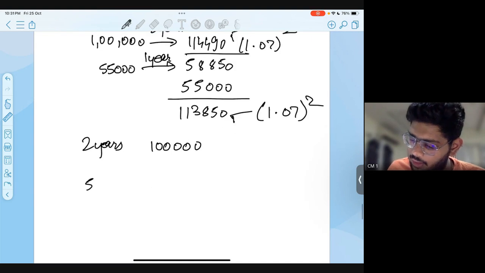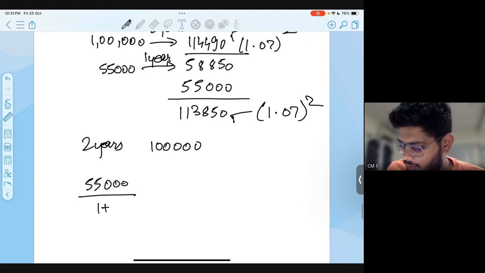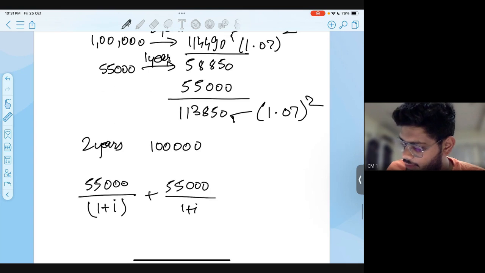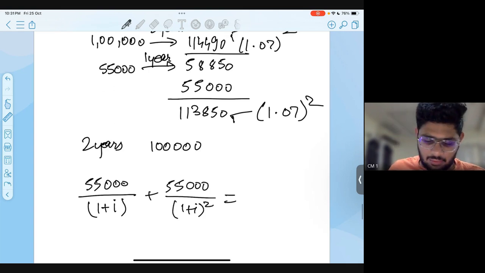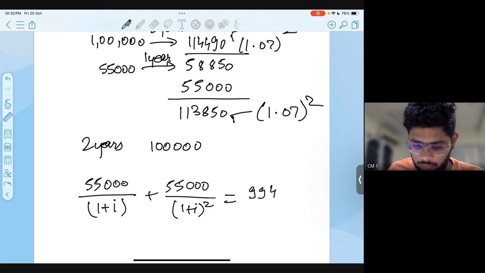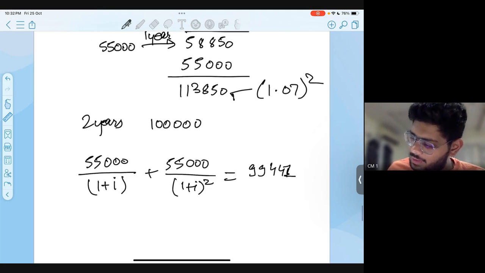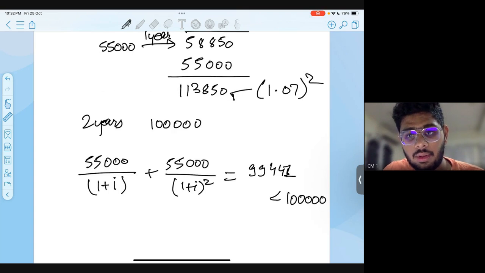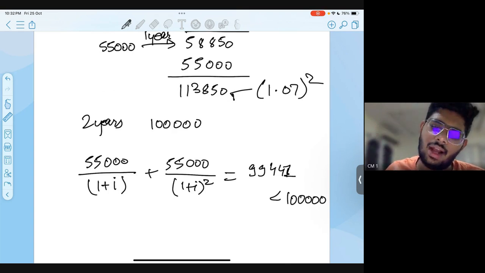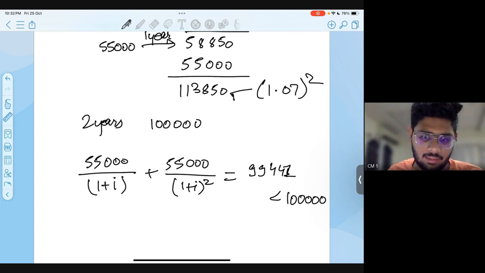You could have said that the present value of my 55,000 is 55,000 upon 1 plus i plus 55,000 upon 1 plus i squared. This is equal to 55,000 upon 1.07 plus 55,000 upon 1.07 squared. This is equal to 99,441. Now since this is less than 1 lakh, and I am compounding both at the same rate, if this is less than 1 lakh then I should choose 1 lakh in any case, for 2 years as well as for 4 years. Okay, understood this point?